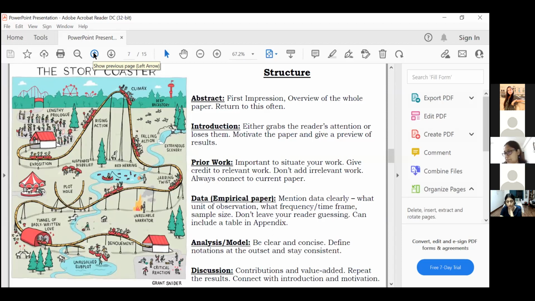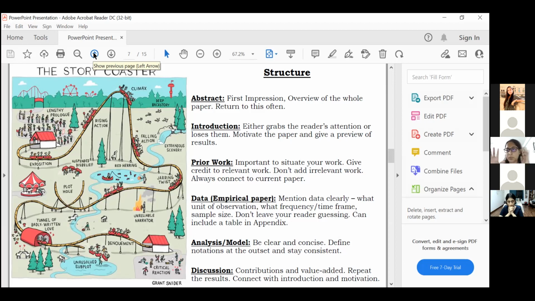It'll be the abstract first, which is usually written within 150 to 200 words. It's the first impression of your paper that people get. So it's the overview of the whole paper. It will talk about the research question. It will have one sentence to motivate the issue, motivation, research question.